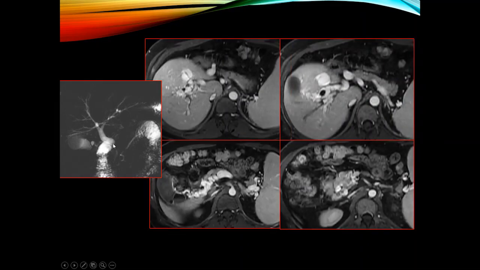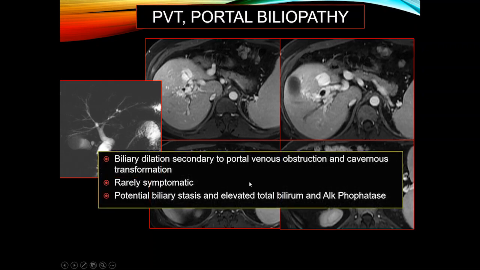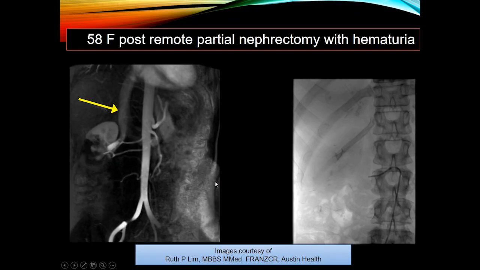So this is a case where there's a cutoff, or at least a narrowing, of the common bile duct. You may think that this could be a mass, but when you look at the other data, the dynamic contrast enhanced images, you can see that the biliary duct dilatation is due to compression from these abundant portal venous collaterals. So this is known as a portal biliopathy, where you can get some abnormality of your bilirubin and alk phos due to biliary stasis, but it's rarely symptomatic.